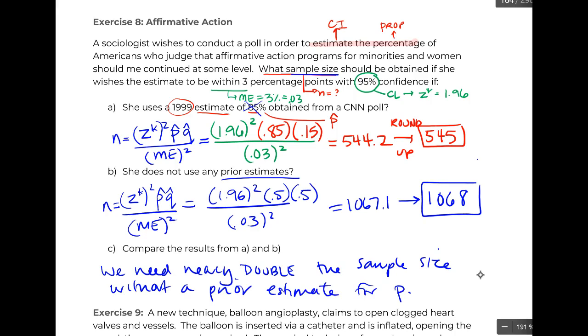Now, this is obviously a particularly egregious example. The further the p-hat estimate is from 0.5, the larger the difference would be. If this old sample had been 52%, using 50 wouldn't have made a huge difference. But it also points out that it's probably better in real life to go safe rather than sorry and always use 50%, because if your sample is off, you could end up not getting the margin of error that you want.